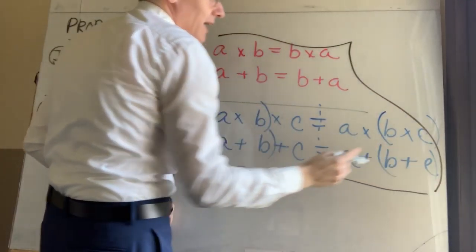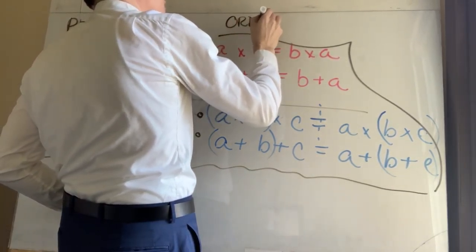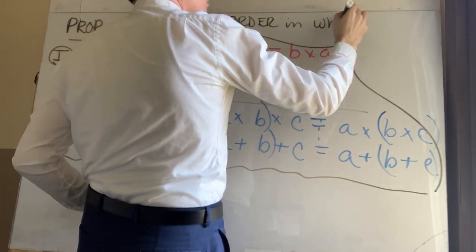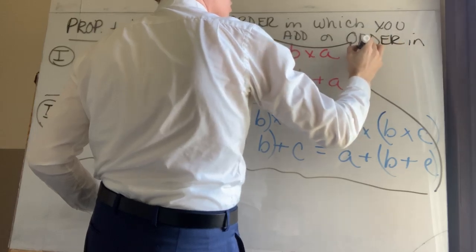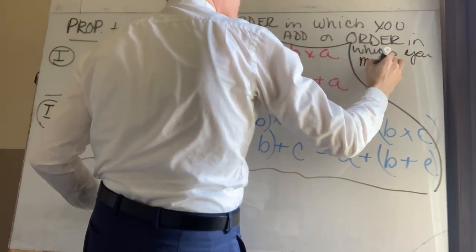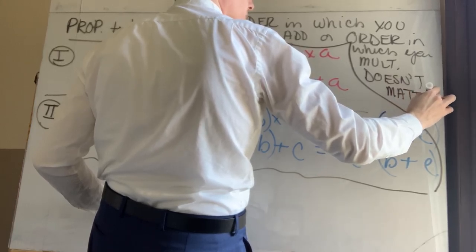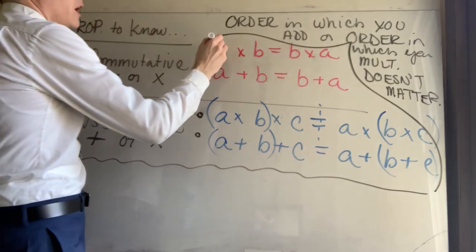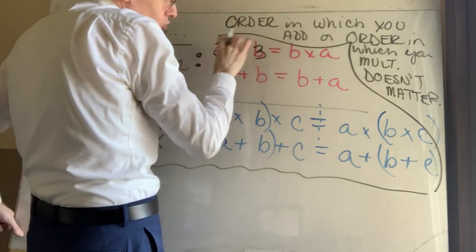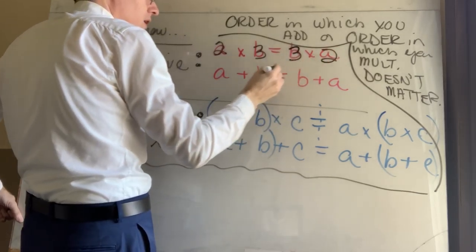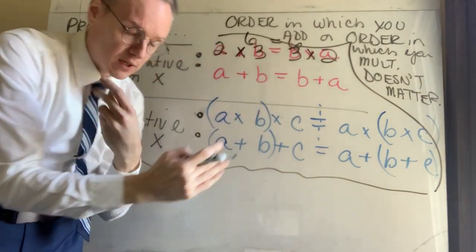Basically, what these two things are saying, in their own unique ways, is that the order in which you add, or the order in which you multiply, doesn't matter. That's not a very eloquent way of speaking, but it does get at the heart of the matter. In other words, you could have the 2 written in the front and the 3 written after it, or you could switch their position and put the 3 in the front and the 2 after it. But as long as you're just multiplying, you're going to get the same answer. It doesn't matter what the arrangement is. Same thing with adding.